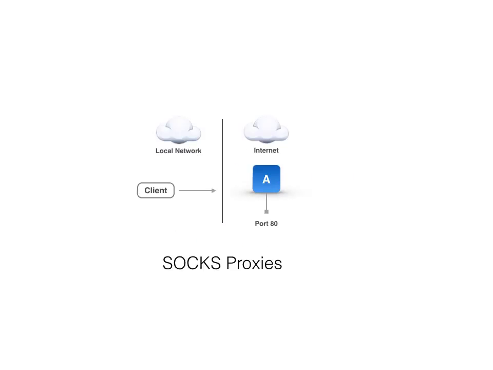The final type of SSH tunnel we're going to talk about is called SOCKS proxies. SOCKS proxies are very similar to local forwards in that there's a client on the local network and they want to get access to some resource on the internet. For whatever reason, there's a firewall in between or an administrative policy for that network that prevents you from accessing that, so the client can't get to it.